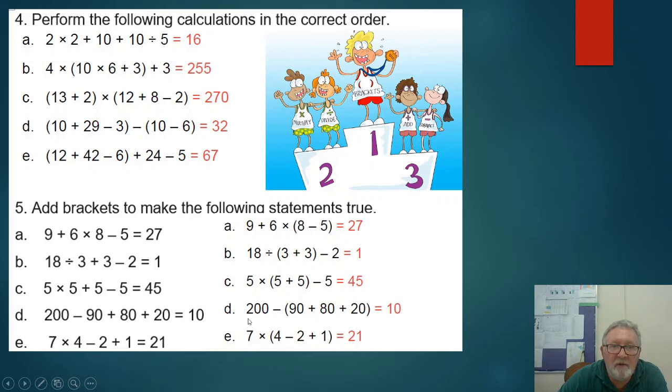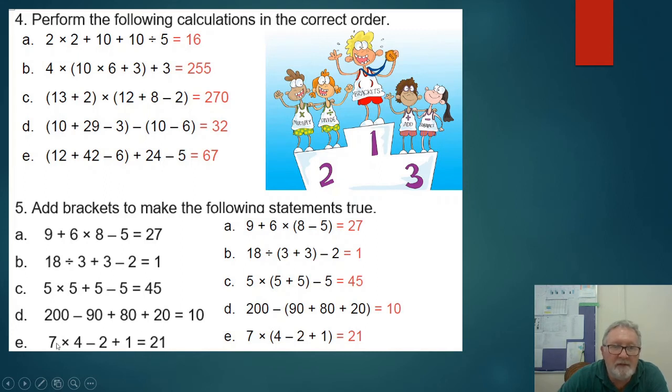All right, we've got to get all the way down to an answer of 10, so bracketing this set and taking it away from 200 is going to work out. 90 and 80 is 170, and 20 more is 190. From 200 is 10. And to finish off, 21's our answer.